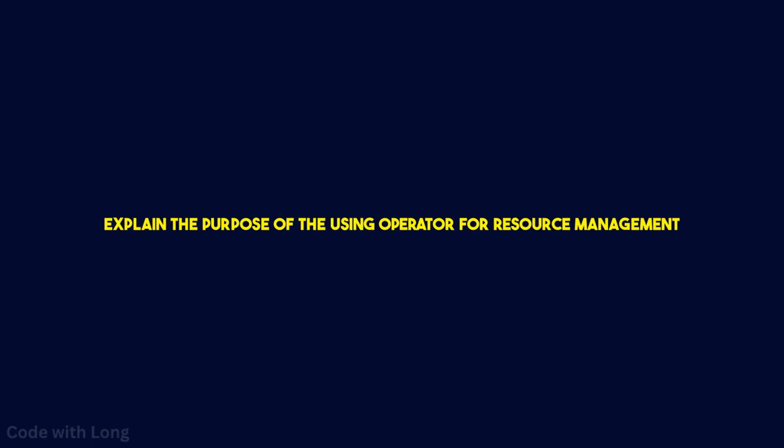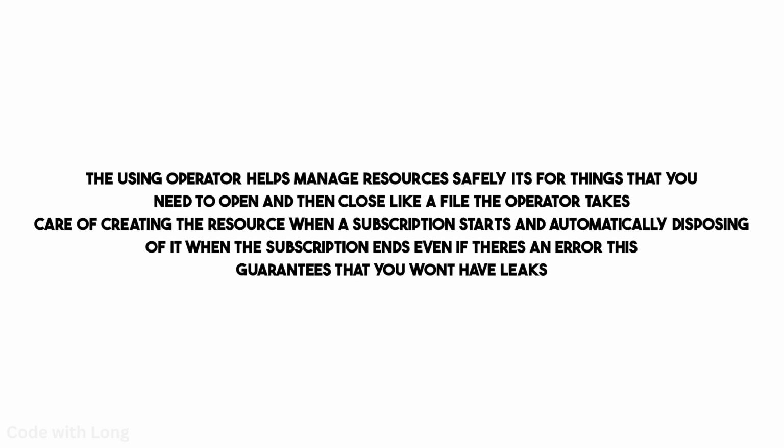Explain the purpose of the using operator for resource management. The using operator helps manage resources safely. It's for things that you need to open and then close, like a file. The operator takes care of creating the resource when a subscription starts, and automatically disposing of it when the subscription ends, even if there's an error. This guarantees that you won't have leaks.